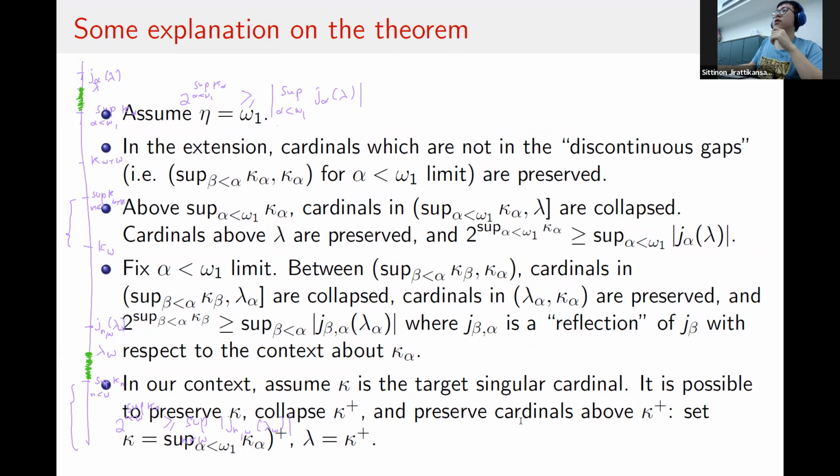So in this case, what's going on? I preserve the supremum of kappa alpha for alpha less than omega 1. And the things in green will be collapsed. So it's going to be from the sup of kappa alpha together with the plus up to and including lambda. So lambda in this case is just the sup and then plus. So the only cardinal which is collapsed is just kappa plus. And then above lambda, which is kappa plus, everything will be preserved. Okay, so this is how cardinal arithmetic goes on in this setting.